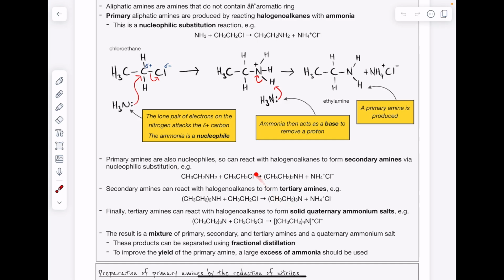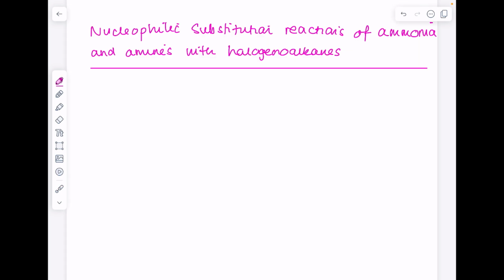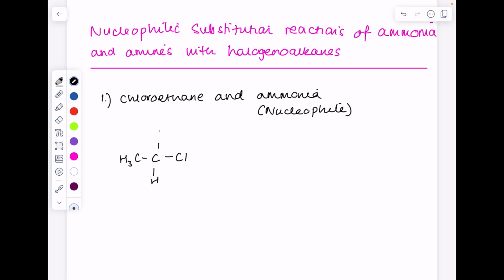I'm now going to draw all the mechanisms for the various reactions. Remember, we are going to be reacting a nucleophile such as ammonia, primary amines, secondary amines, tertiary amines with halogenoalkanes, and we'll be drawing the products that can be produced. These are all examples of nucleophilic substitution reactions. Let's take our first example of chloroethane reacting with ammonia. So you'll have seen this before, but it's the most straightforward example.